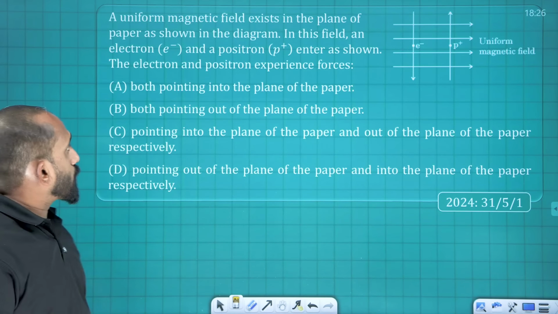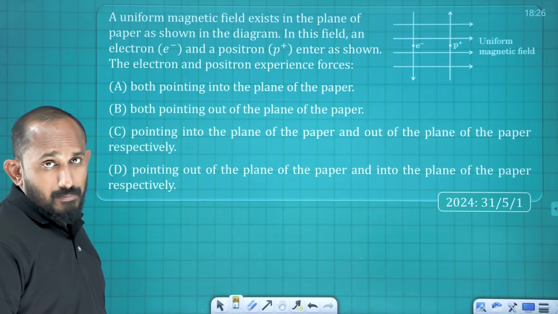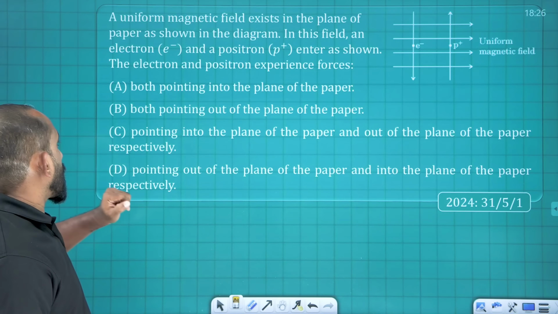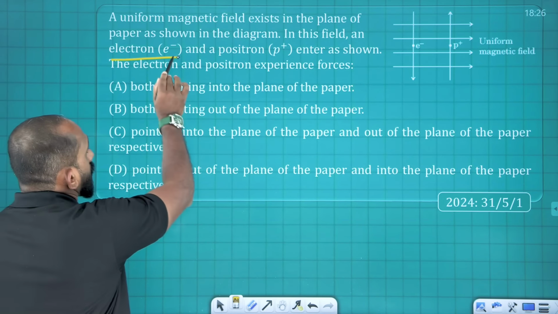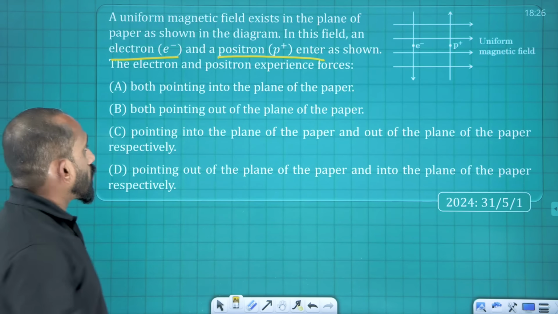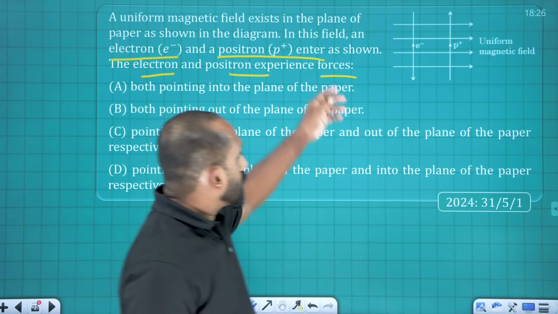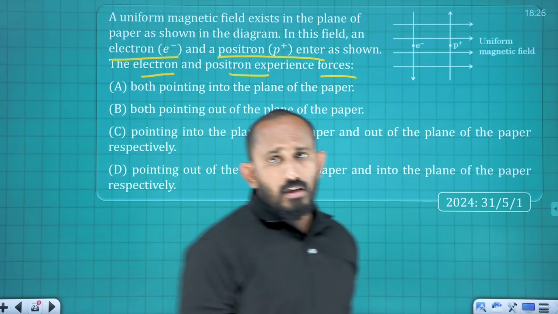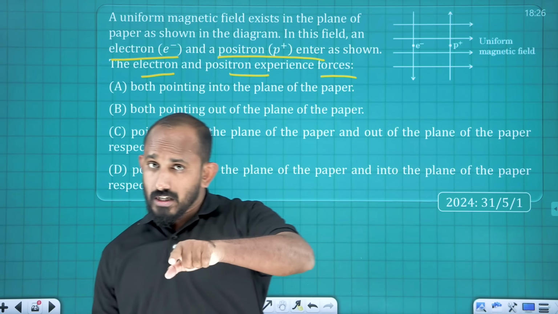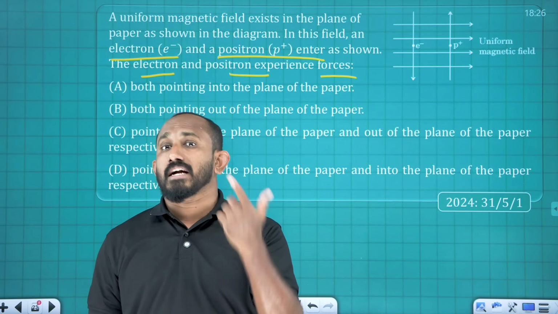A uniform magnetic field exists in the plane of the paper as shown in the diagram. In this magnetic field, an electron and a positron enter as shown. The electron and positron experience forces. See here, the magnetic field is along this direction. We studied that a positron is a positive charge and an electron is a negative charge. Then you know how to get the current direction.